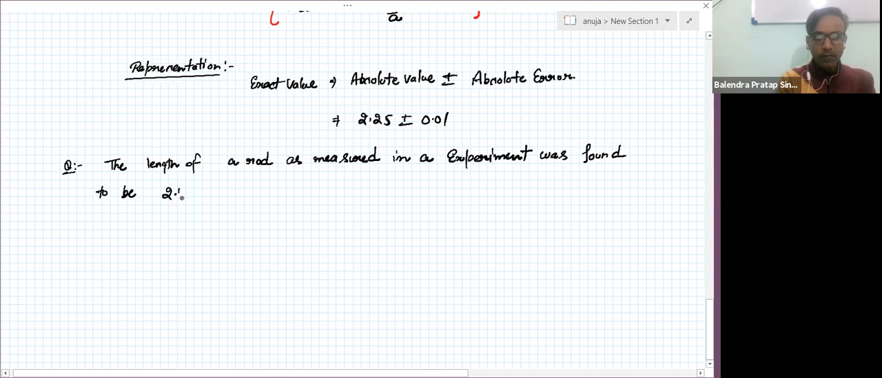2.48 meter. Another value is 2.46 meter. Another value is 2.49 meter. Another value is 2.50 meter. And another value is 2.48 meter. These are the measured values; as I discussed, these are A1, A2, A3, A4, A5.